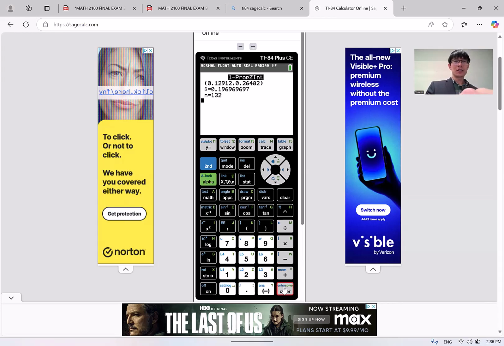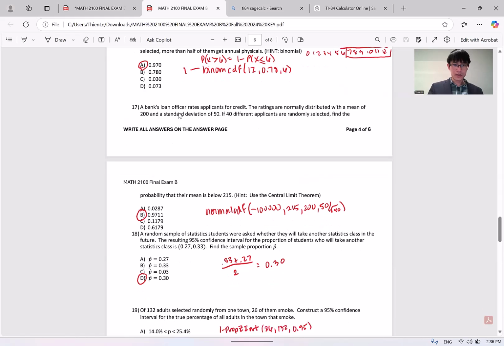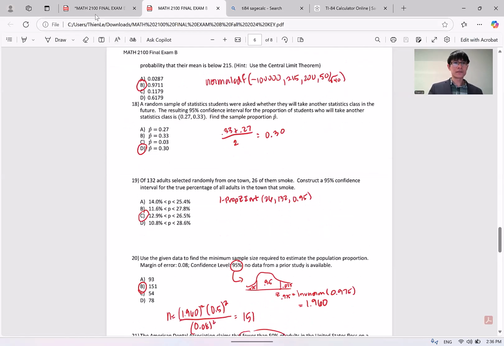12.9%. Is there any option like this? 12.9% to 26.5%, right? So C, right? C would be the correct one. Is that a solution? Yeah, that's good.